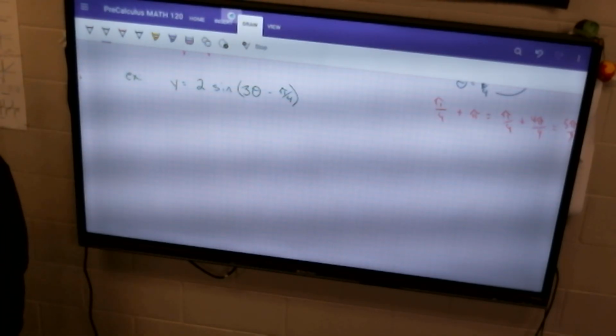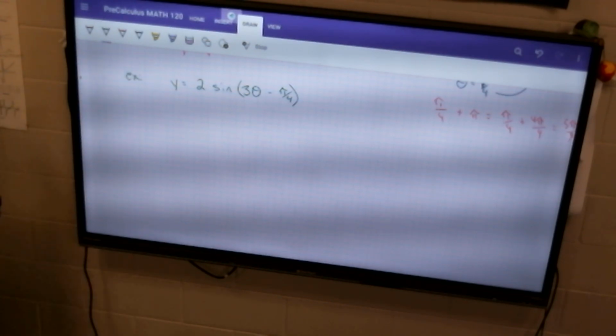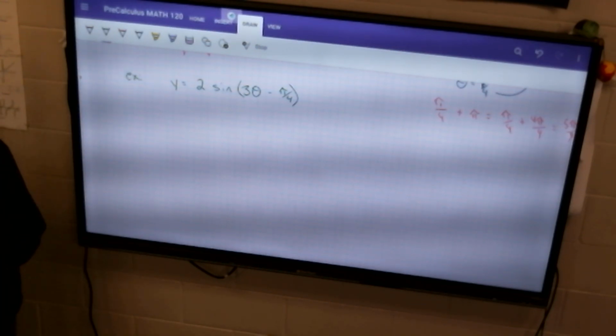All right, so look at this. Before we start doing math and jumping right into it, tell me what changes have been made. Yeah, a number in the front. Okay, so what does that affect? The vertical stretch. So that changes the amplitude, right? So rather than starting it now, do I do a vertical shift?